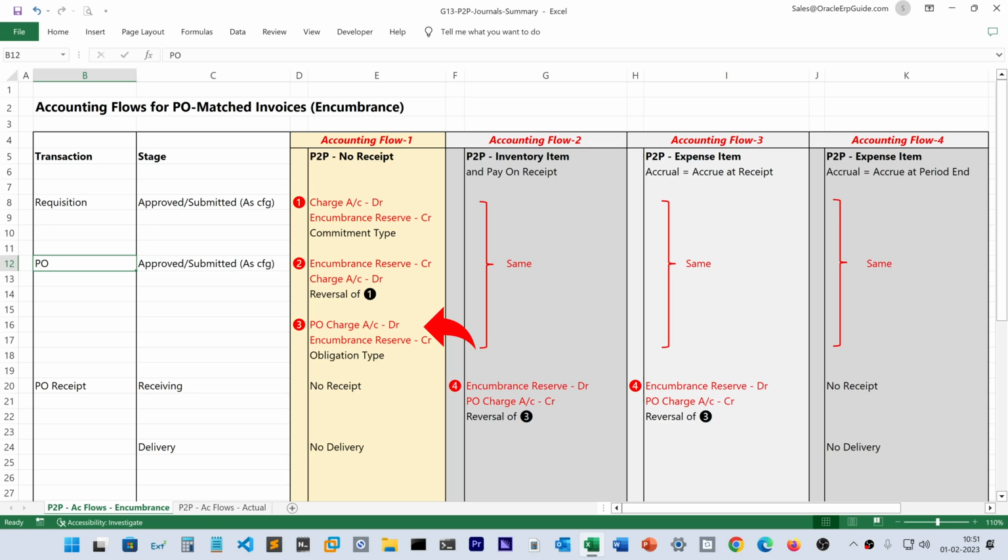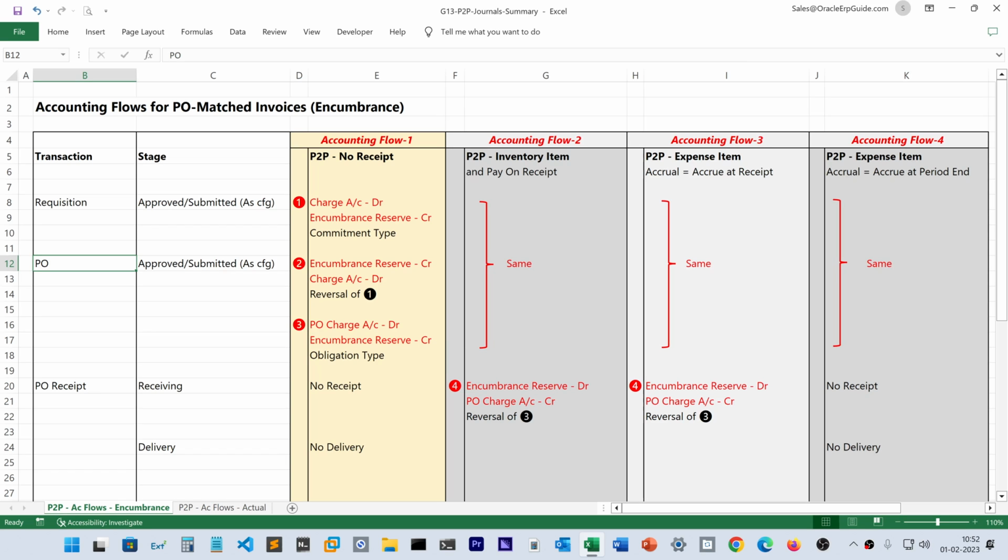The charge account and PO charge account can basically be any expense account like travel expense, security expense, administrative expenses, and so on, depending upon the service that we have procured. And at times it can be accrual, expense accrual, inventory accrual, inventory valuation at the stage of receipt and so on. So all those accounts we will see. But right now that is most probably the expense account, and this is kind of an ownership account, encumbrance reserve.